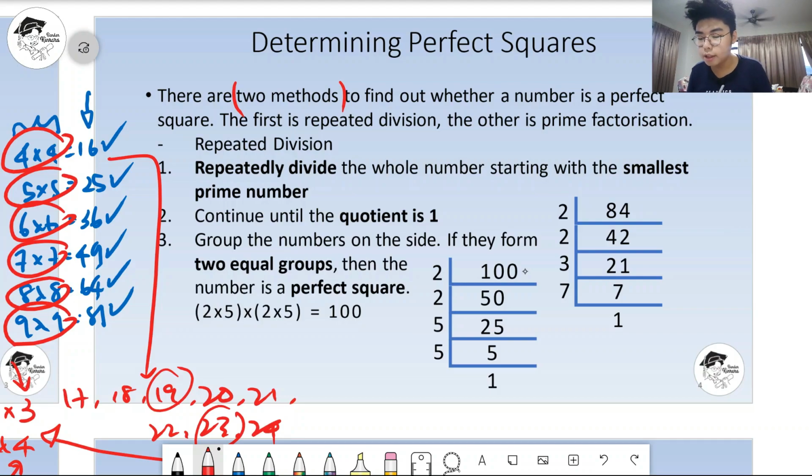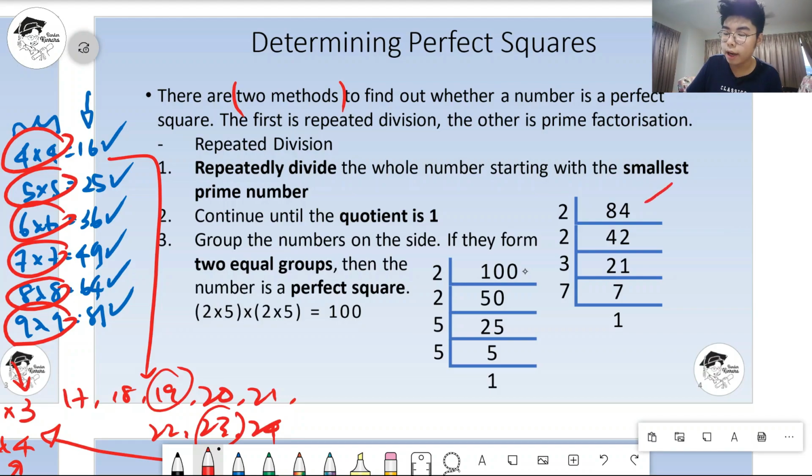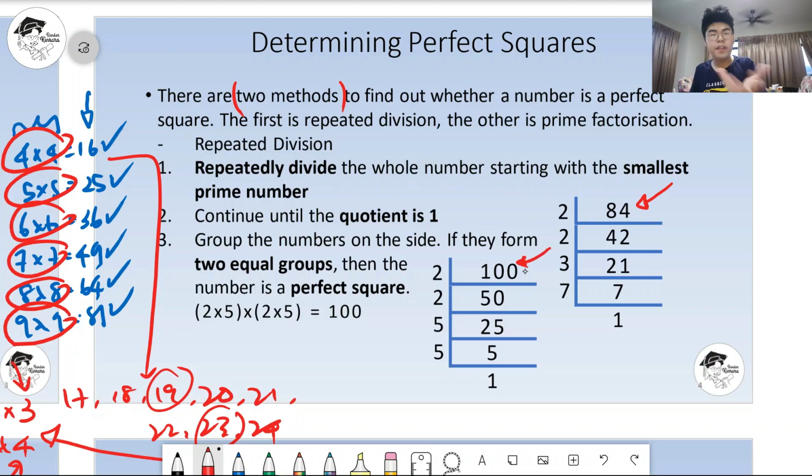Repeated division. What you do is you put the number in here, just like when you do your HCF and LCM, or finding the prime factors. Then you repeatedly divide the whole number by the smallest prime number available. So, you use 2. Once you reach 21, you cannot use 2 anymore, because 21 cannot be divided by 2. What happens? You use 3 to get 7. 7 cannot use 3 anymore. You use 7 to get 1.